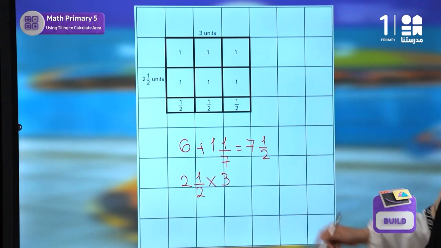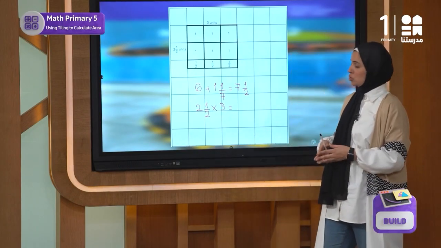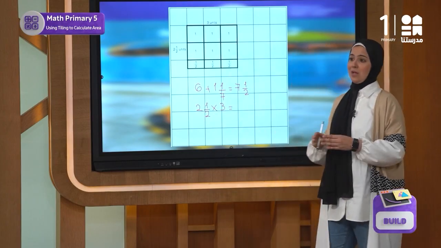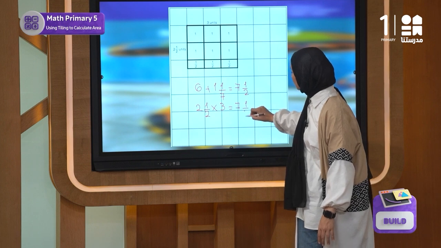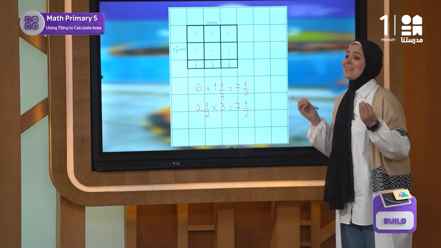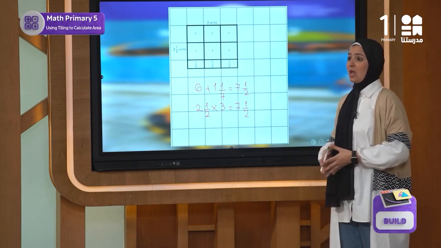And again, you are going to use any method. You can also use the distributive property, which means we're going to multiply 2 times 3 plus half times 3, which is also going to get what? 7 and a half. With that, we will also get the area as 7 and a half by any strategy that we use.